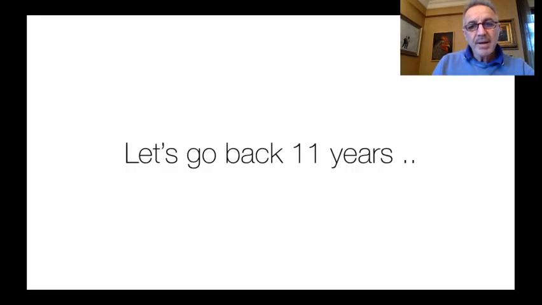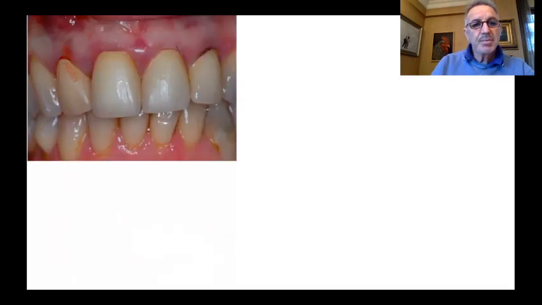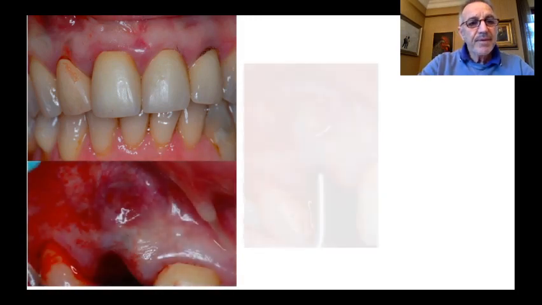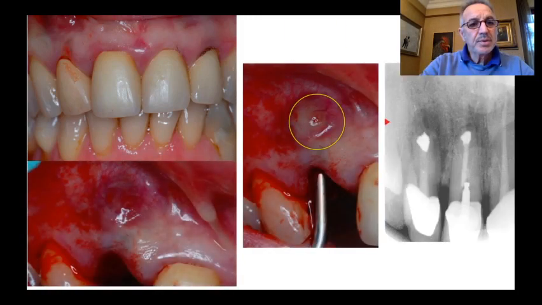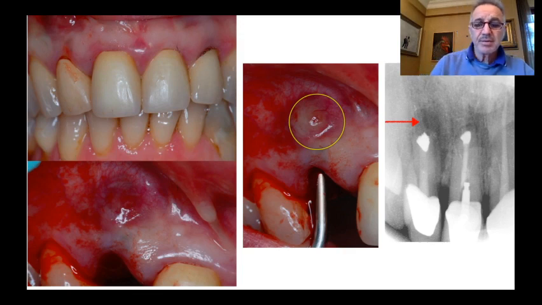So let's go back 11 years. At that time, it was the year 2008, this patient came to me because of an infection around tooth number 2-2. As you can see here, there was a fistula, and the tooth had a root resection a long time ago. Then the infection recurred. We discussed with the patient at that time and decided to extract the tooth.